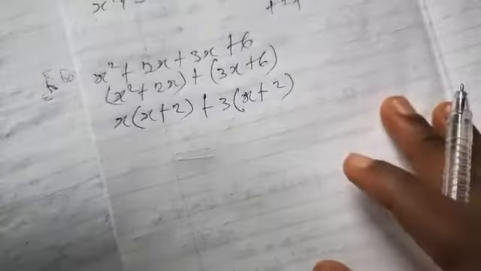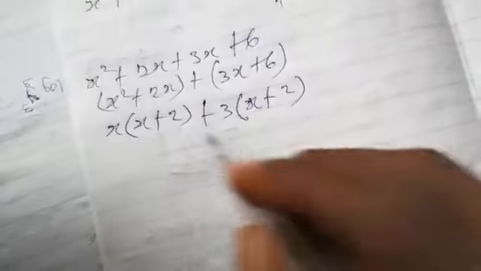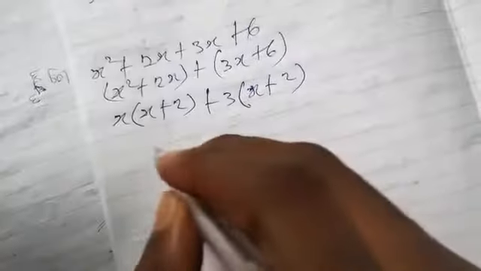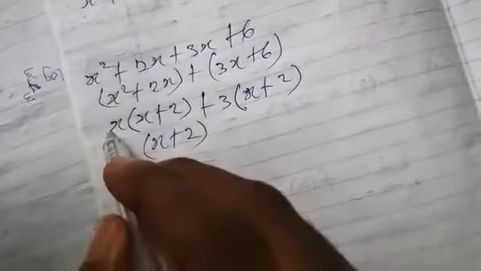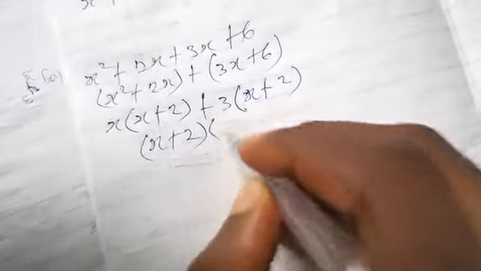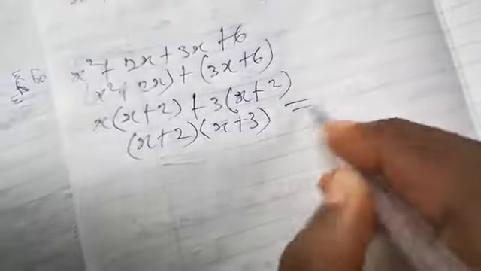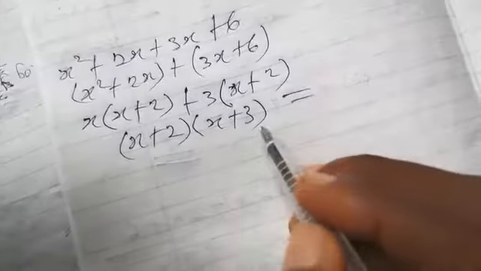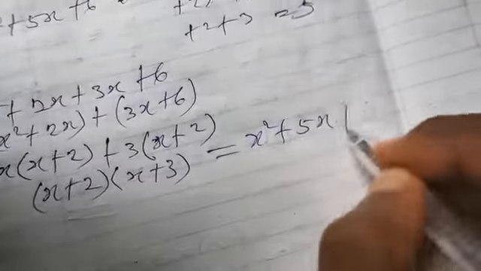So since we have x plus 2 and x plus 2 here, we can now simply pick one of them. So we have x plus 2 enclosed in a bracket, then pick x plus 3 in a bracket. So it means now that x plus 2 into x plus 3 is the factor of x squared plus 5x plus 6.